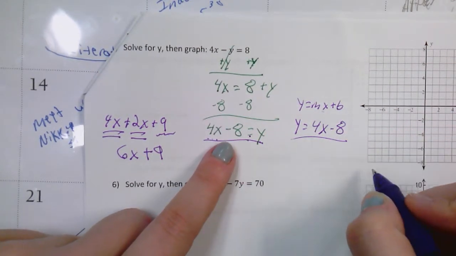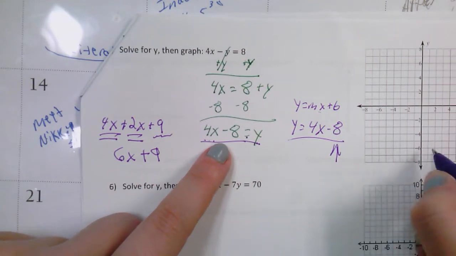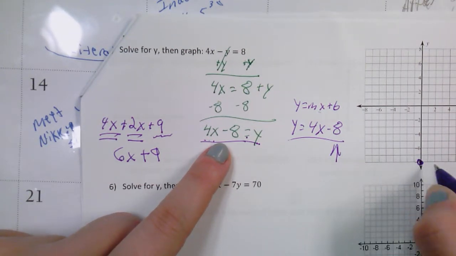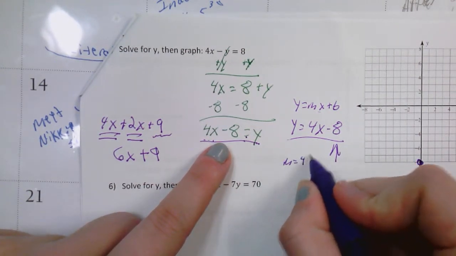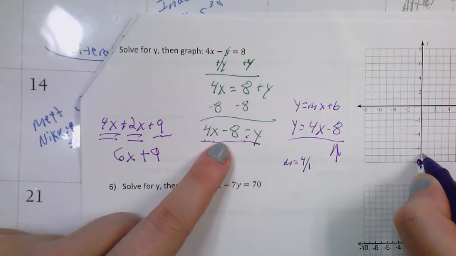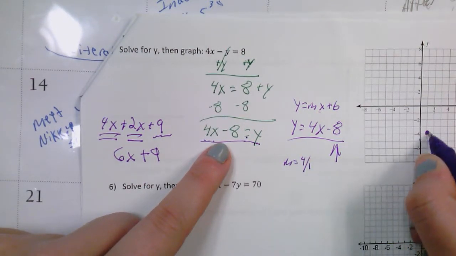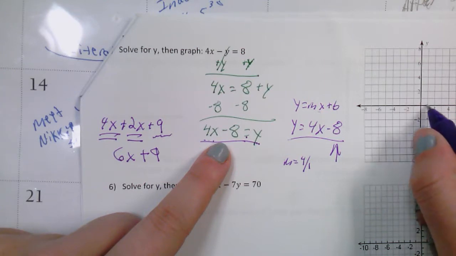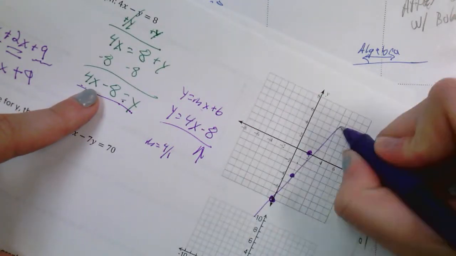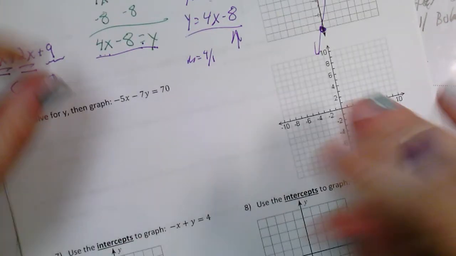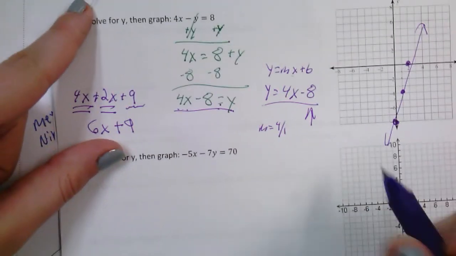You see here's your b, so I could go to negative 8. My slope is a 4 over 1, so I'm going to go up 4, 1, 2, 3, 4 over 1. If you wanted to continue, 1, 2, 3, 4 over 1, however many you want until you have that line. And then, of course, you're going to connect those dots. So that's, again, one of the methods, bringing the y over.